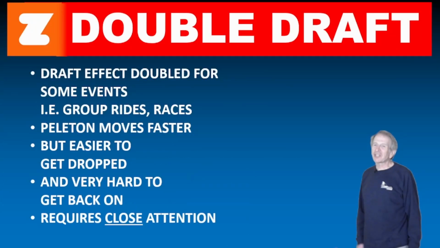And something I want to mention that you might have heard about, double draft. And the name explains exactly what it is. The draft effect is doubled for some events, for some group rides and races. And the choice to use double draft is up to the ride or race organizer. With double draft, the peloton moves faster, but it's easier to get dropped and very hard to get back on. So it requires your very, very close attention when an event, race, or ride has double draft. But you will move along.